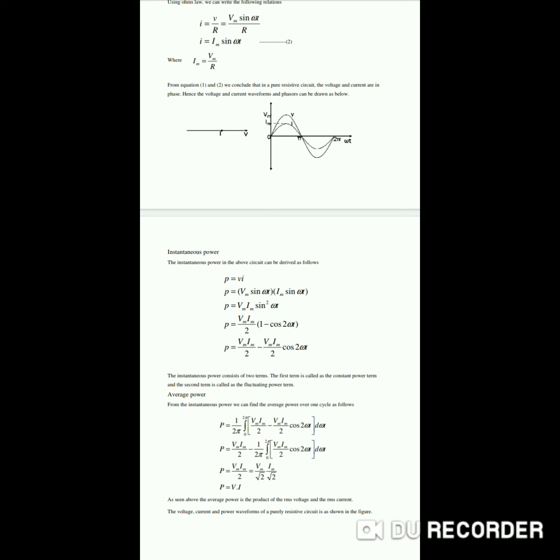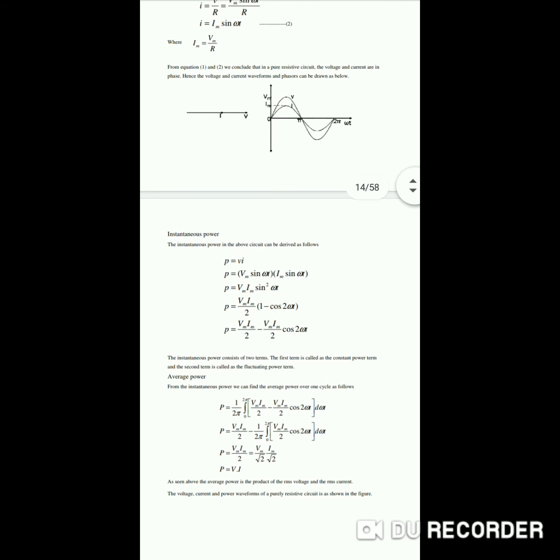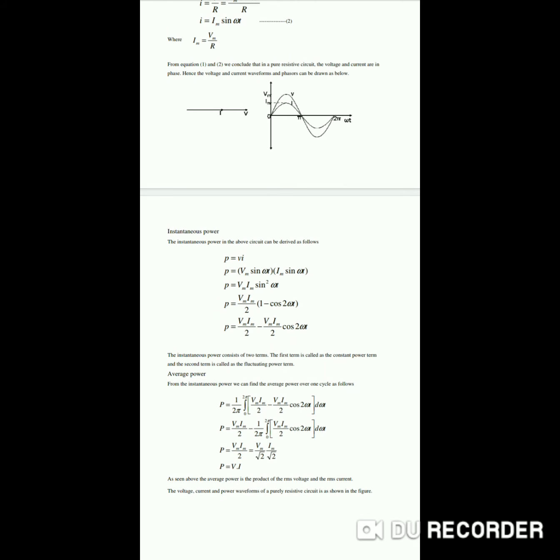So P is equal to 1 divided by 2 pi, integration from 0 to 2 pi, of Vm Im divided by 2 minus Vm Im divided by 2 into cos 2 omega t into d omega t. When you take the constant Vm Im divided by 2 outside, the equation can be written as Vm Im divided by 2 minus 1 divided by 2 pi, integral 0 to 2 pi, of Vm Im divided by 2 into cos 2 omega t into d omega t.